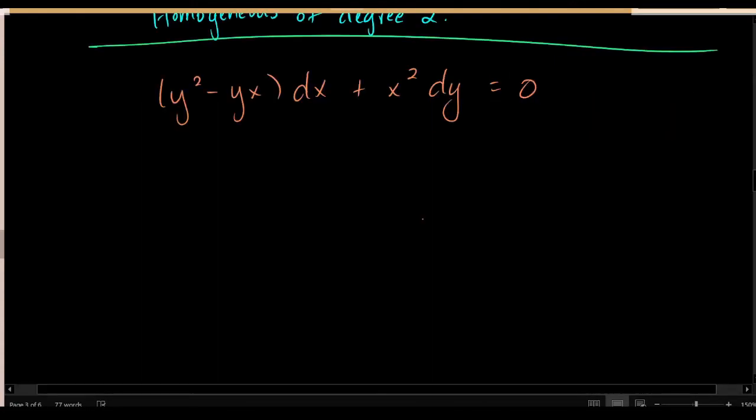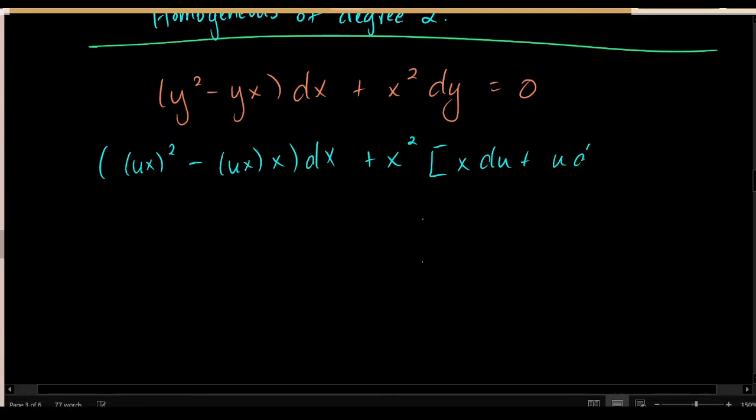So it's no longer going to be y squared, it's going to be quantity u times x squared. It's no longer going to be y times x, it's going to be ux times x. It's no longer going to be x squared dy, it's going to be x squared times x du plus u dx.